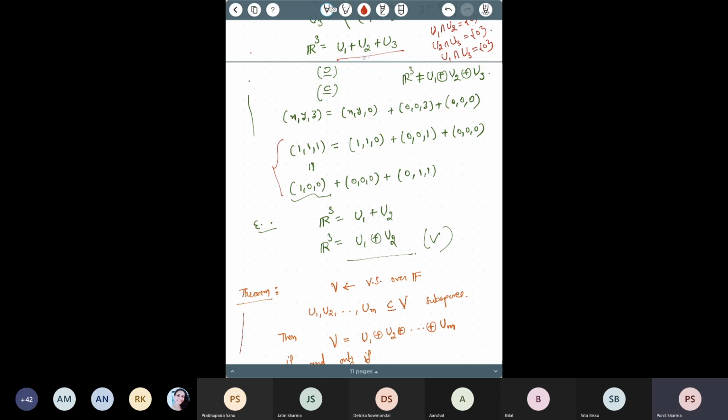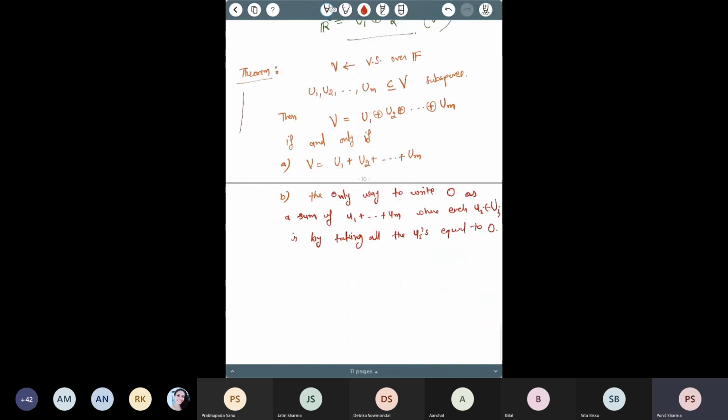So if you write the 0 vector as a sum of vectors in the subspaces Ui, look at this. If you have two different representations for 0, then you say it is not a direct sum. Otherwise, it's a direct sum. So let us prove this one. This is an if and only if result, so we have to prove both ways.